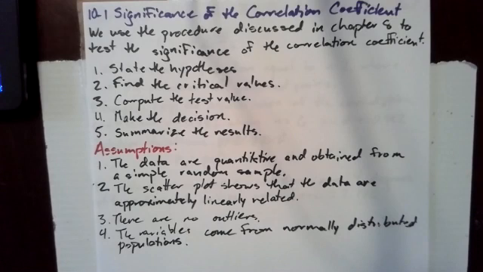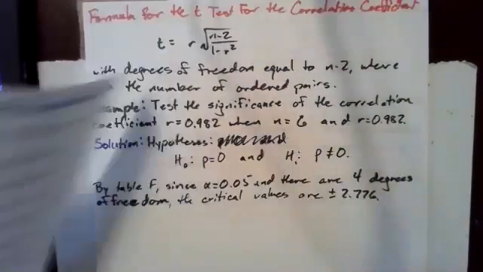The data are quantitative and obtained from a simple random sample. The scatter plot shows that the data are approximately linearly related. There are no outliers, and the variables come from normally distributed populations.